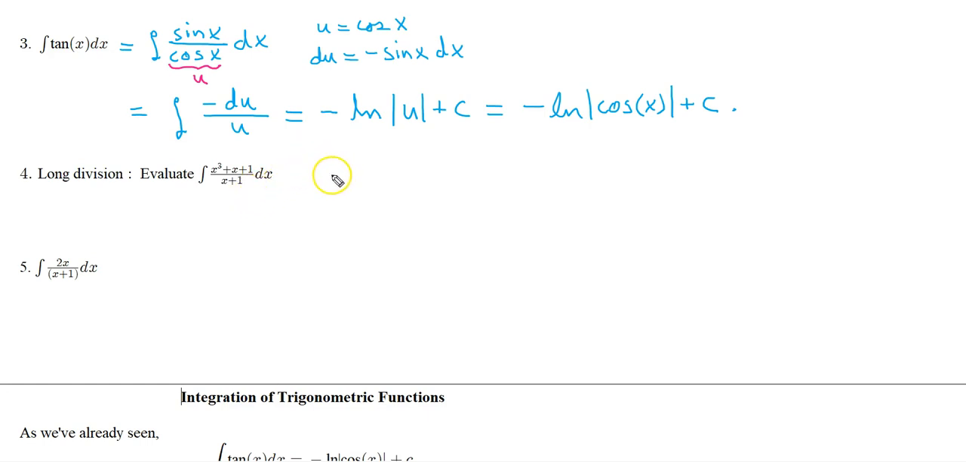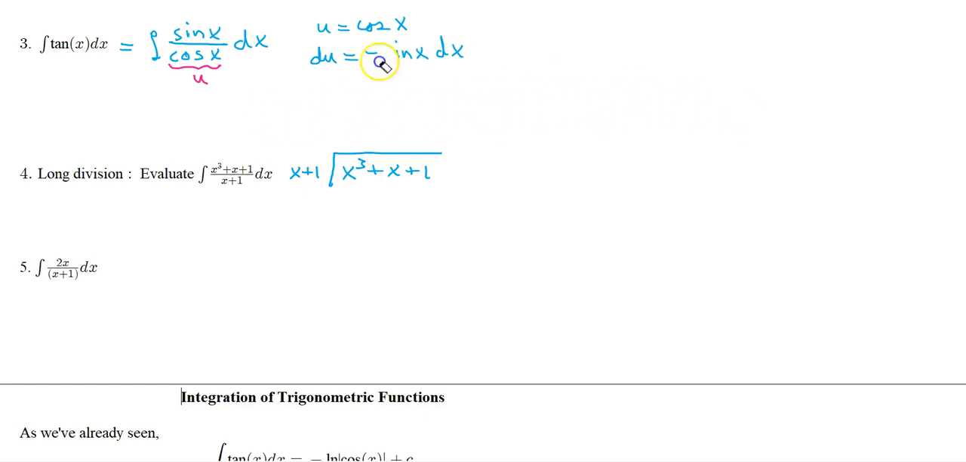So if I take x cubed plus x plus 1, and we perform long division, what we end up with here is the following. So let's evaluate this. So let's see, long division, what I want to do is multiply the x plus 1 by something so that when I subtract from here, the highest power here will cancel. So I'll multiply by x squared.